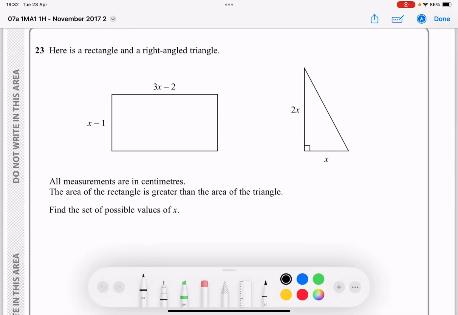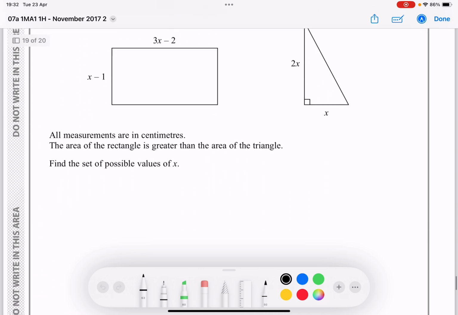Okay, what we got here? Final question on November 2017, non-calculator higher. Here is a rectangle, right angle, triangle. All measurements are in centimetres. The area of the rectangle is greater than the area of the triangle. Find the set of possible values of x.